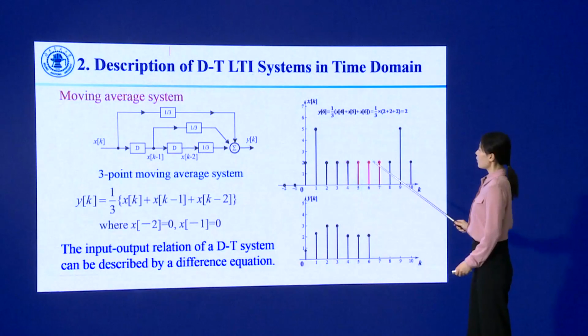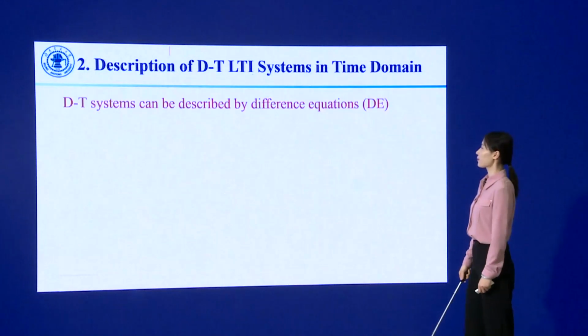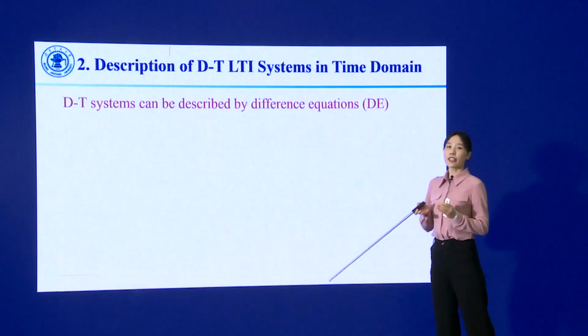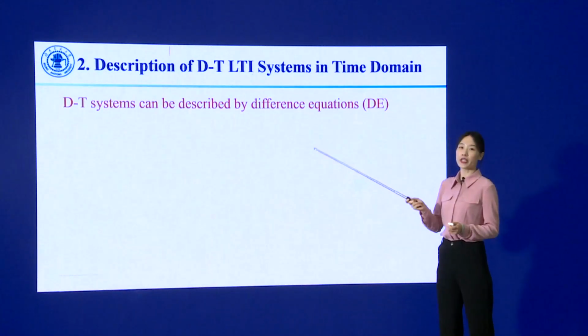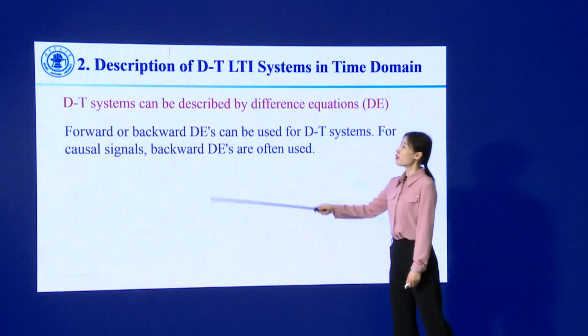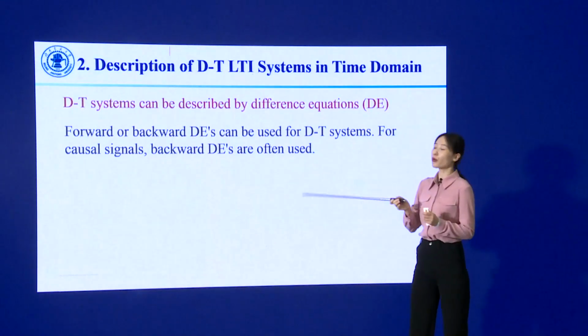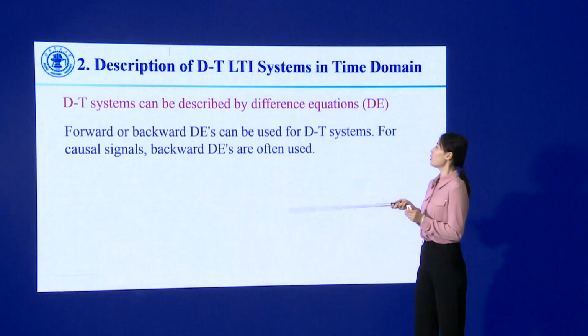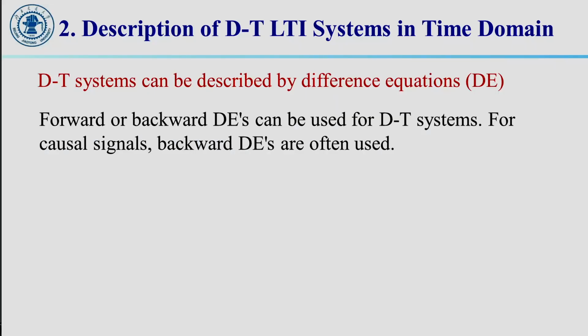Now, the average of these 3 points is the output. The DT system can be described by the difference equation. We can use forward or backward difference equations to represent a DT system. For causal signals, backward DEs are often used.